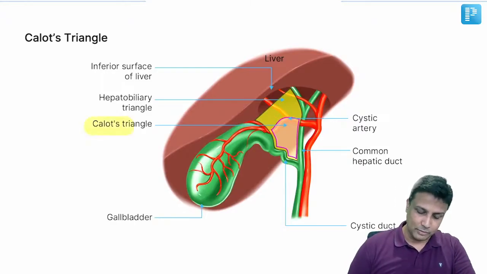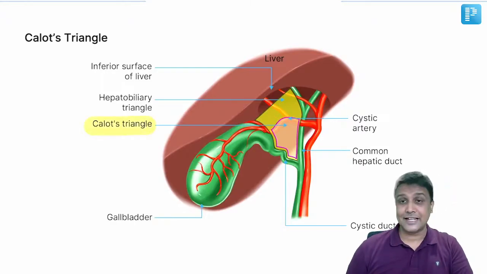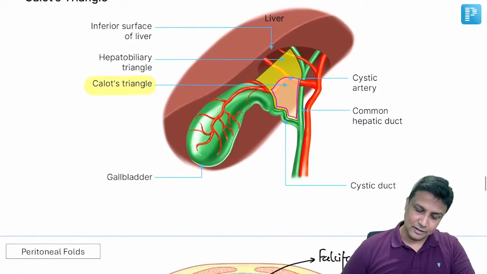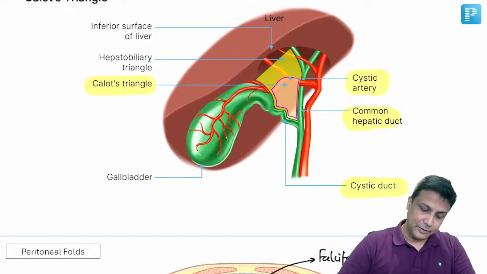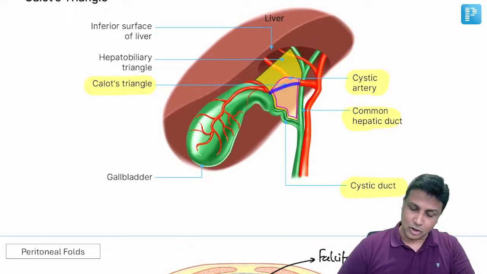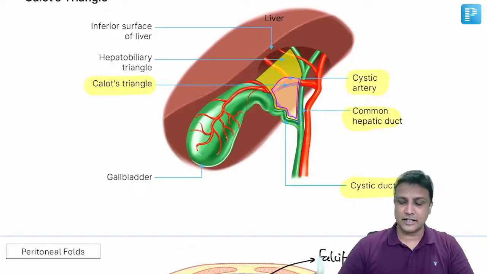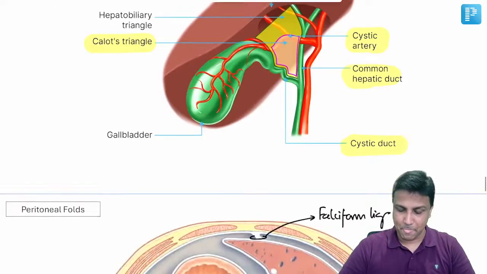In between what? What are the boundaries of this one? So please remember C for Calot's triangle and remember the three C's here. One of the C's here will be the cystic artery. Another C here will be the common hepatic duct. And then another one will be the cystic duct here, sir. Between these three, the cystic artery, the common hepatic duct and the cystic duct, the triangle found here will be the Calot's triangle. So Calot's triangle, remember C for three C's over there.